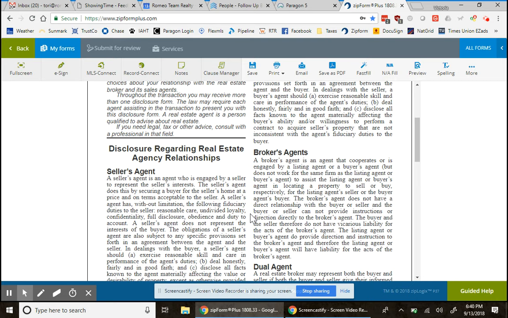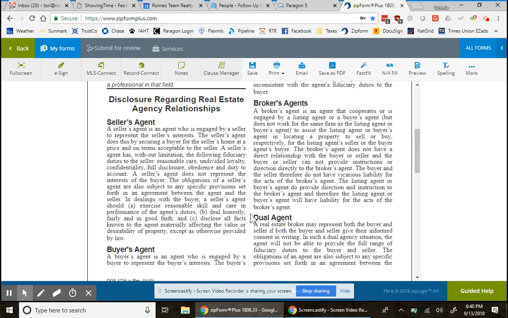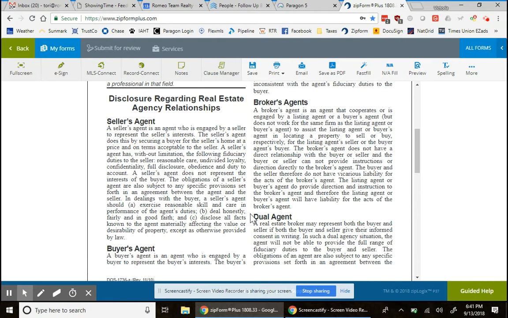So by law, I have to deal honestly and fairly with everybody, and I must disclose all material defects. So even if I did represent the seller, if I knew the roof was leaking, I would have to disclose that to you as a buyer. If I represented you as a buyer and I knew that you were bankrupt, had no ability to purchase, I would have to disclose that to the seller. So really, this is a directive of who do I owe confidentiality, loyalty, obedience, and duty to account.